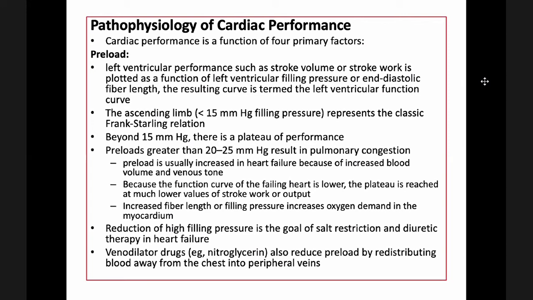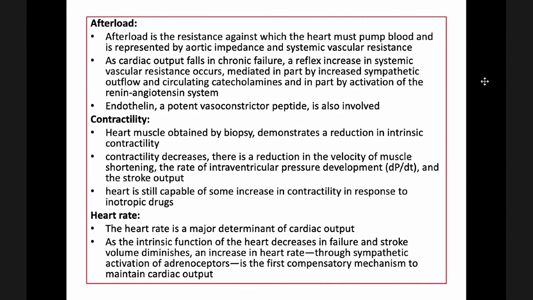So an increase in your fiber length or filling pressure increases your oxygen demand in the myocardium. So reduction of your filling pressure is the goal of your salt restriction and diuretic therapy in heart failure. And venodilator drugs also will reduce your preload by redistributing blood away from the chest into the peripheral veins. So afterload is the resistance.